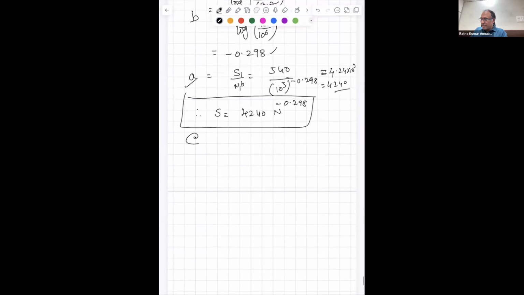Now, at 100 MPa, what is the life? So N is equal to 100 divided by 4240 whole to the power minus 1 by 0.298. N at 100 MPa, what is that? Number of cycles to failure, NF at 100 MPa.